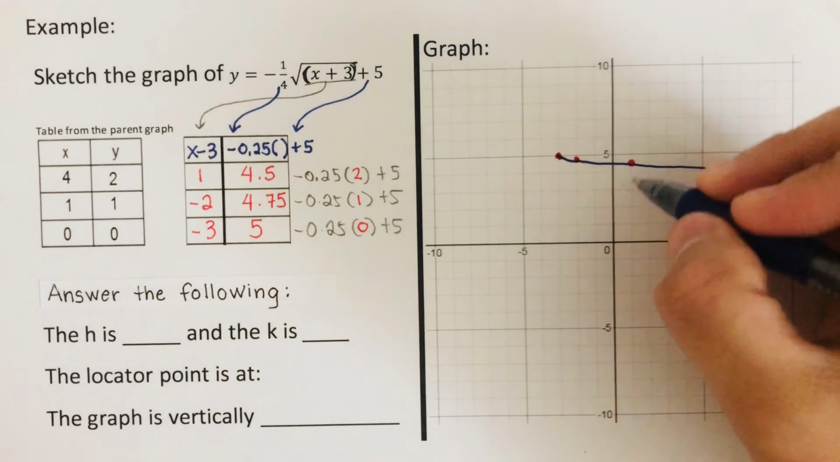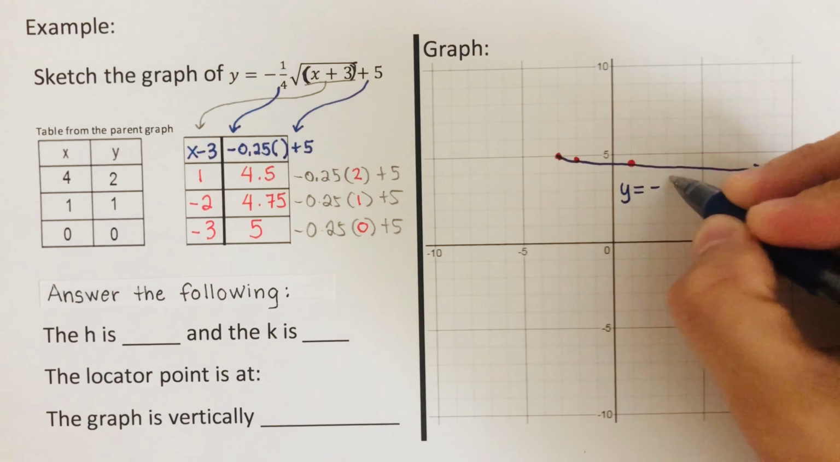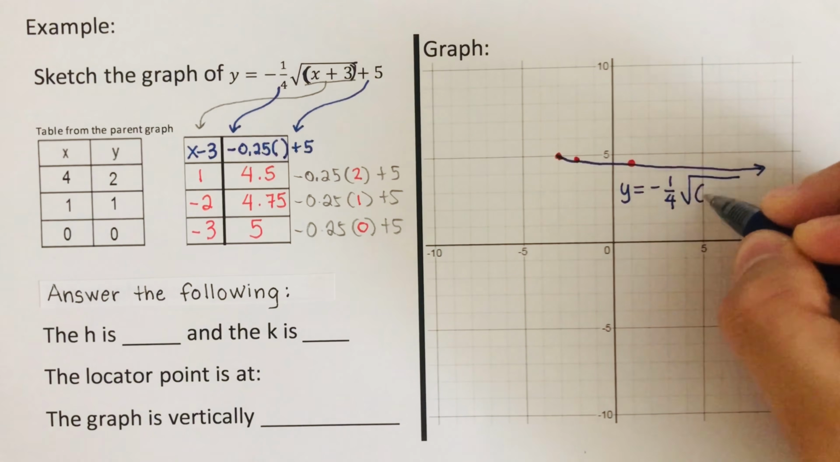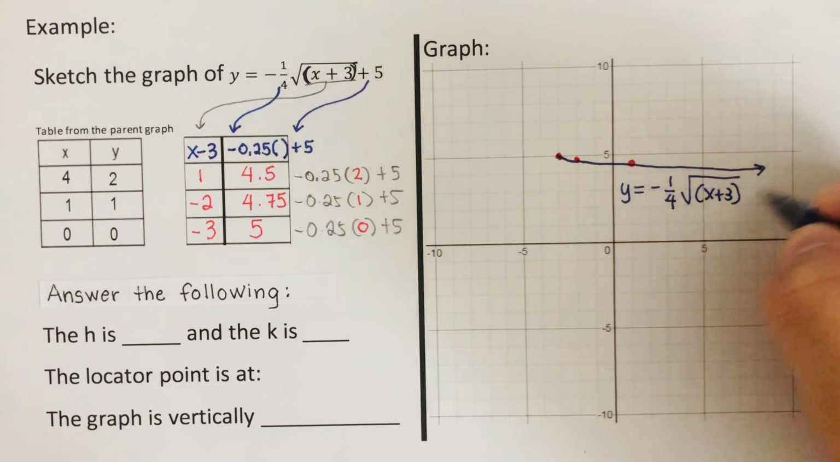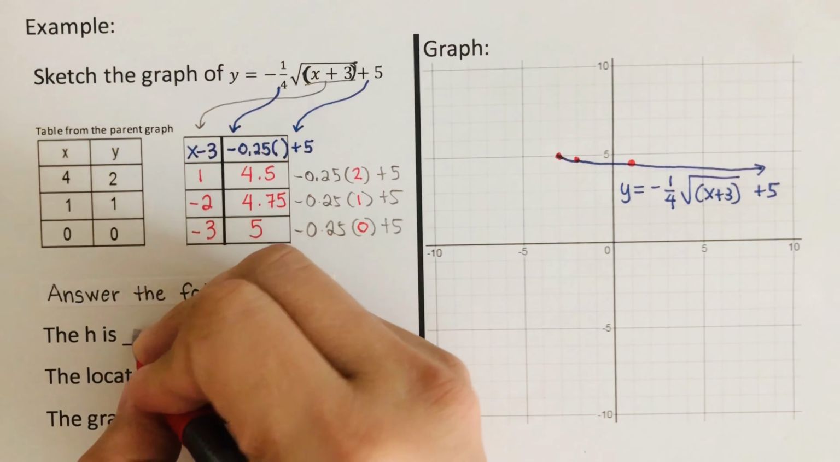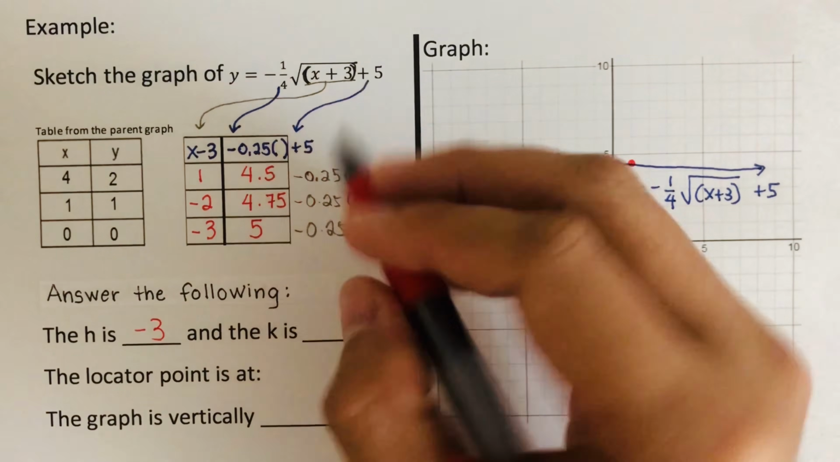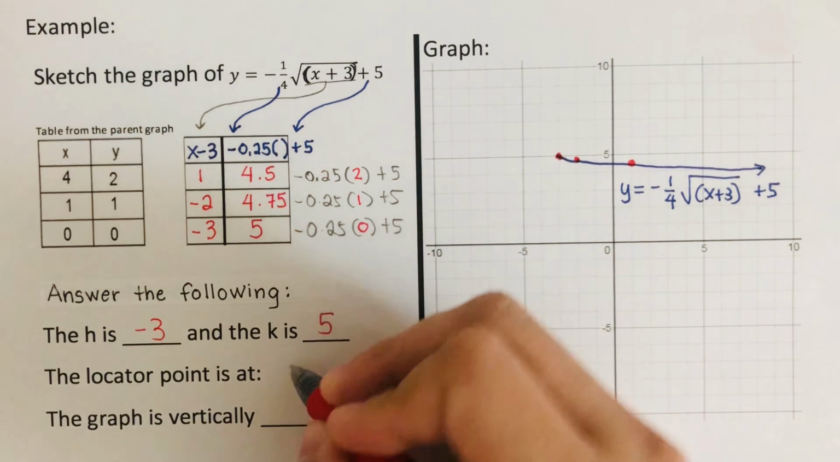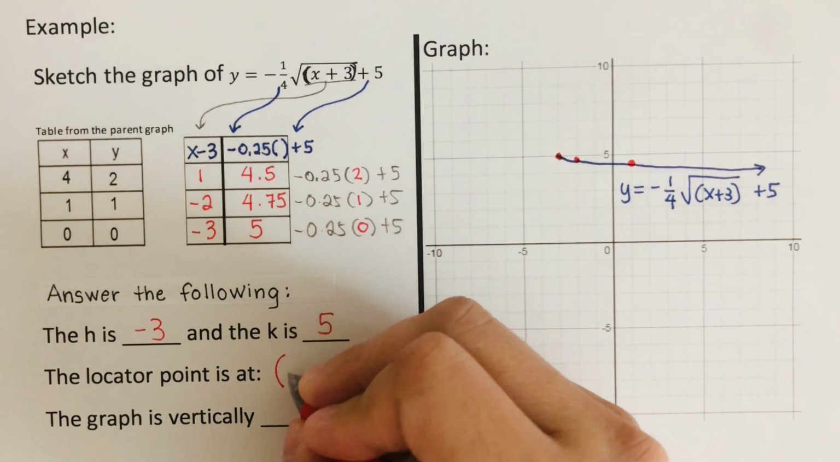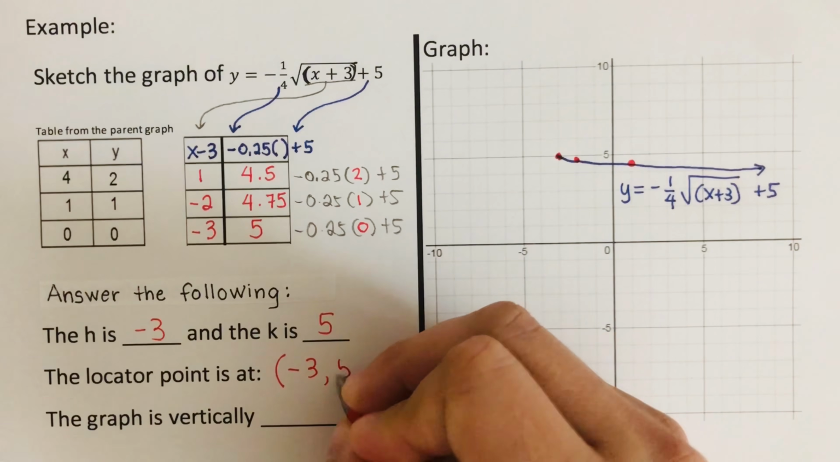This graph will have an equation of y equals negative 1/4 square root of x plus 3, plus 5. Now let's fill this blank in. So our h is negative 3 because you switch it. Our k is a positive 5. So then our locator point is negative 3, 5.